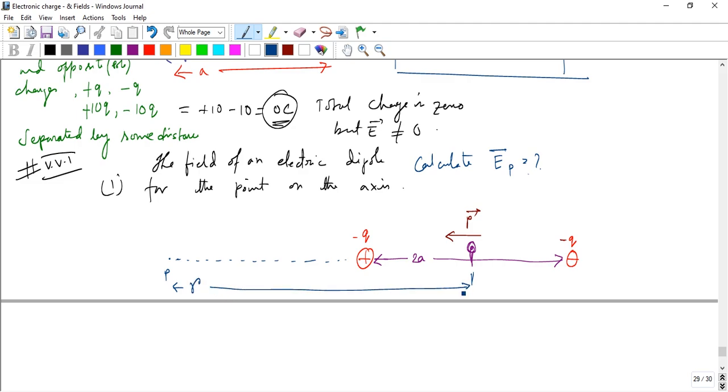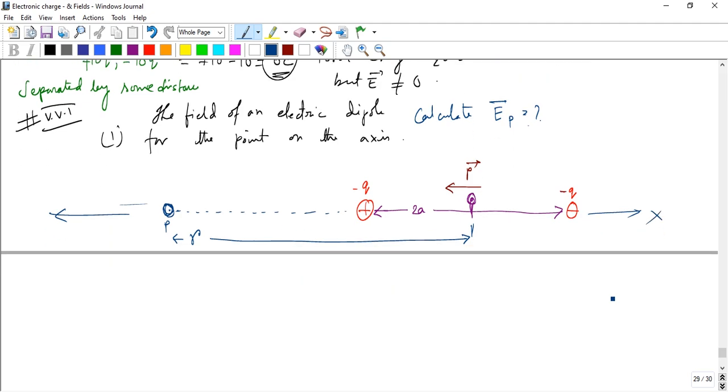This is R. So we want to calculate the electric field at point P. There is a dipole axis, that is the x-axis of that dipole. How to calculate E_P?